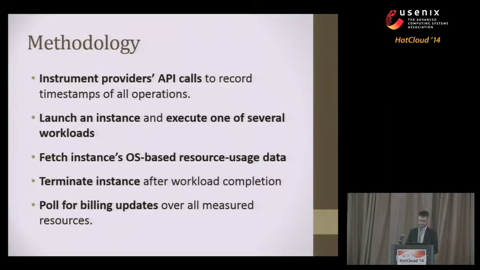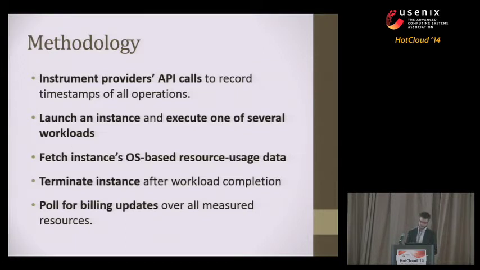So our general methodology for all of our experiments is as follows. First, we instrumented the provider's API calls to collect timestamps of all important instance lifetime events, largely by polling the APIs. And these APIs respond with an instance object that includes instance state. We then would launch an instance to execute the relevant workload to measure network, storage, or compute time resource usage. We then fetched OS-based resource usage data, either from procfs or netfilter or IP tables, which we used as the basis for customer-based knowledge about instance state. And remember, of course, the goal is to compare this customer visible information with what we're ultimately billed.